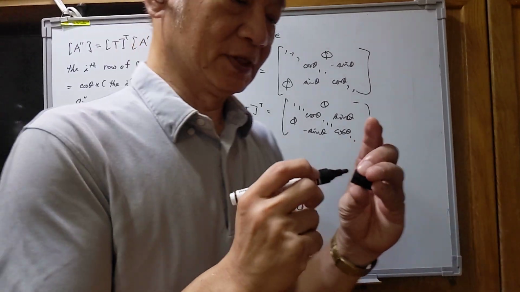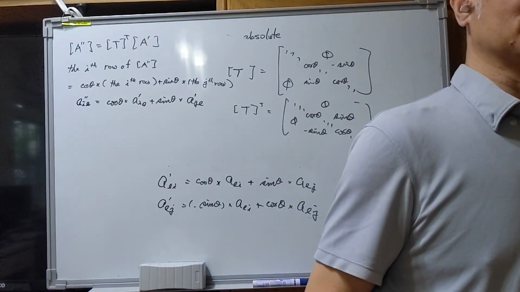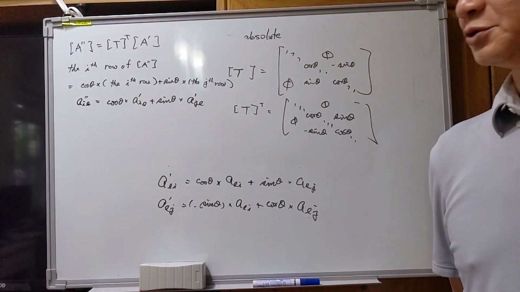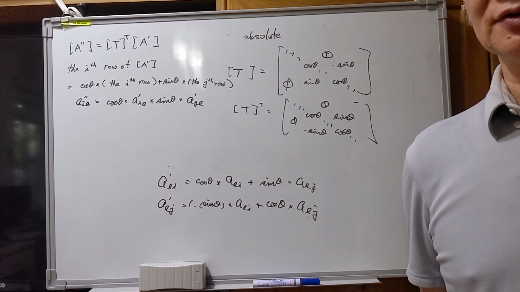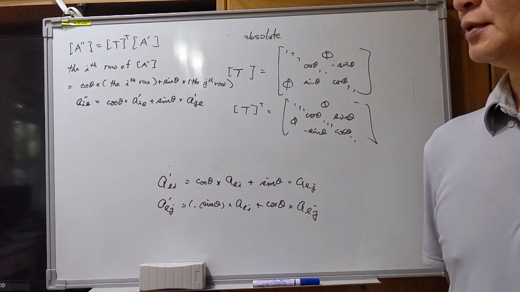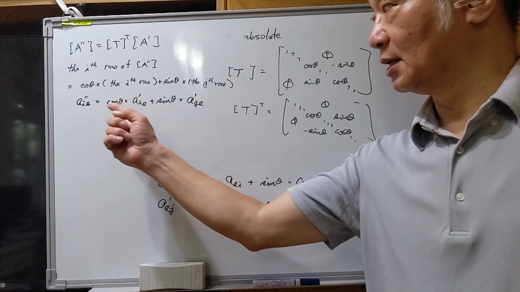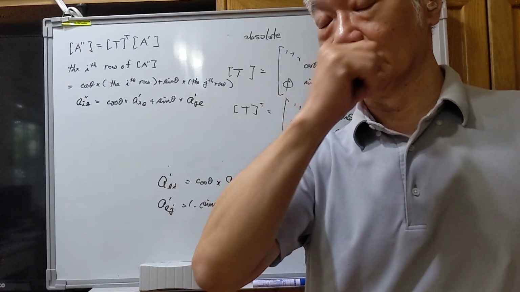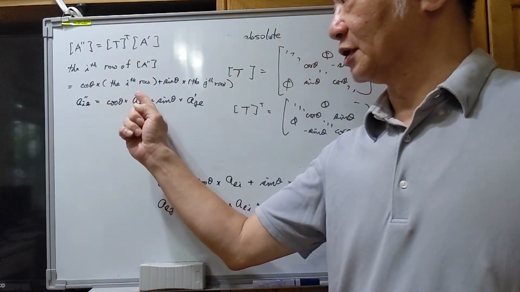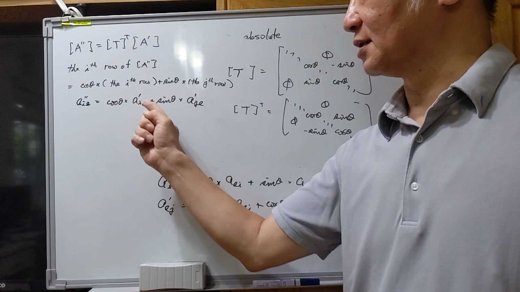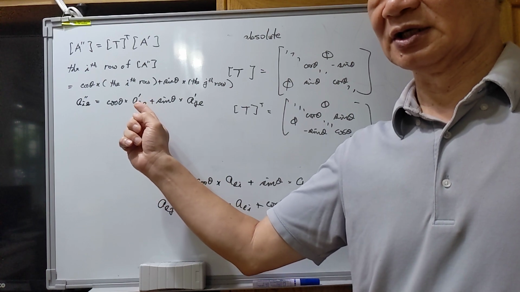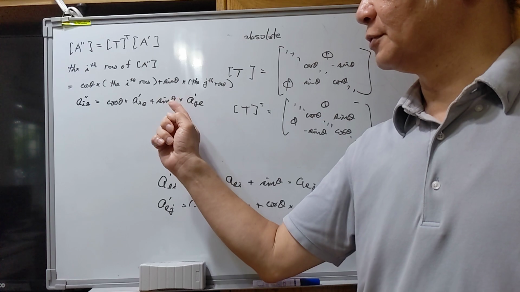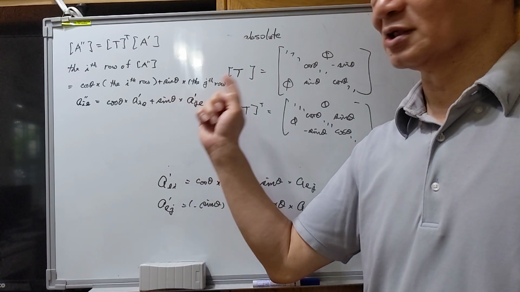So L is a variable. L represents the values. It can be changed from 1 to n. And this formula represents the new ith row, which will be equal to cosine theta times the corresponding element in the original ith row plus sine theta times this one.